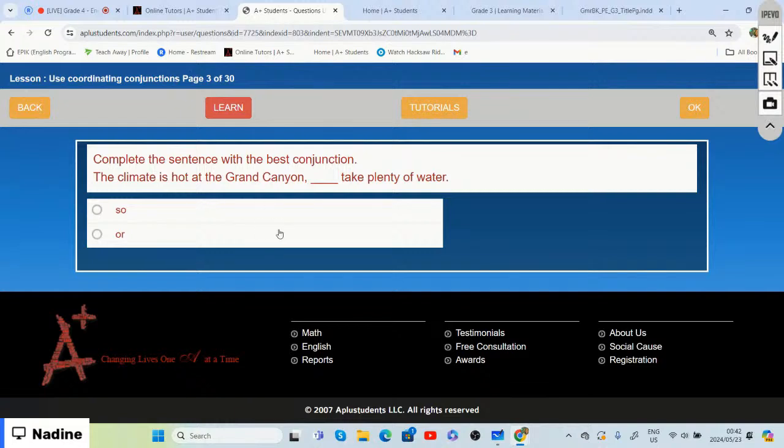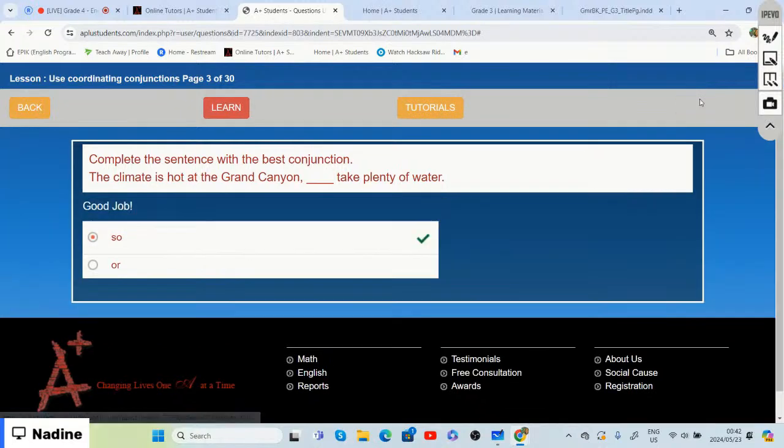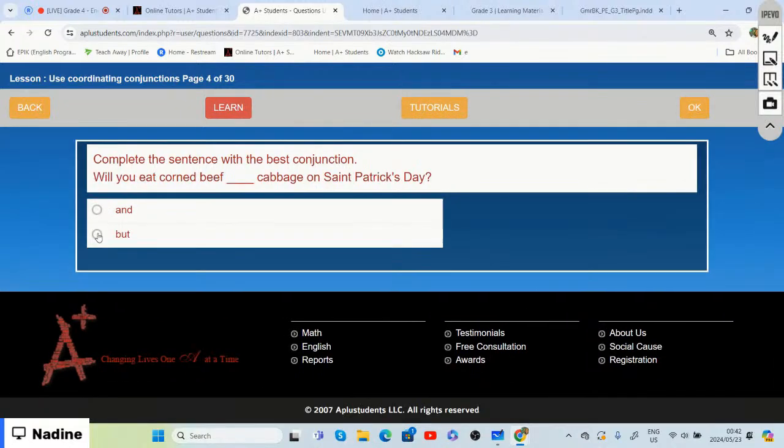All right, so if we were to choose the correct one, we will say the climate is hot at the Grand Canyon, so take plenty of water, right? So well done. So is correct. Will you eat corned beef and cabbage on St. Patrick's Day? Or do we say, will you eat corned beef but cabbage on St. Patrick's Day?